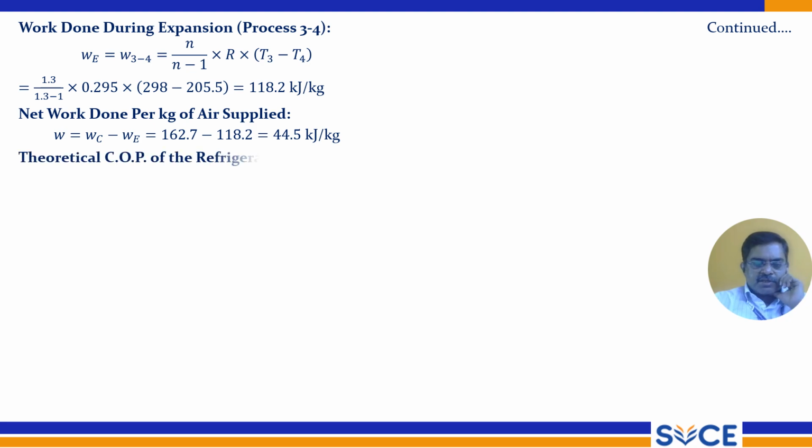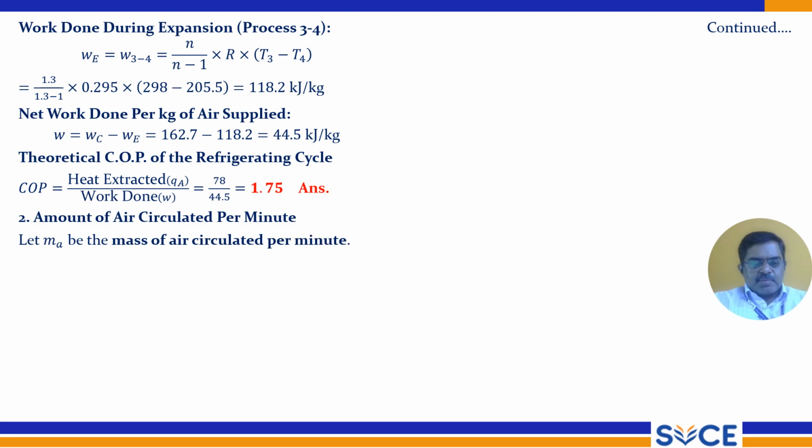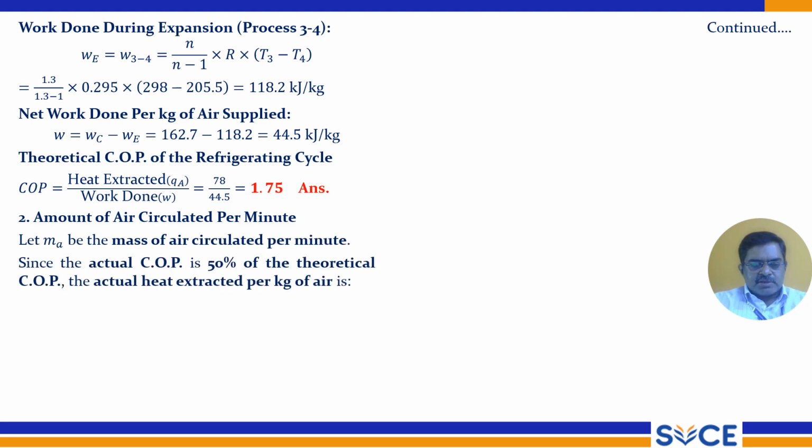44.5 kilojoules per kg. So the theoretical COP of the refrigerating cycle can be calculated by heat extracted divided by work done, that is 78 divided by 44.5, which is equal to 1.75. Amount of air circulated per minute: let MA be the mass of air circulated per minute. Since the actual COP is 50% of the theoretical COP, the actual heat extracted per kg of air is QA equal to 78 into 0.5, that is equal to 39 kilojoules per kg.